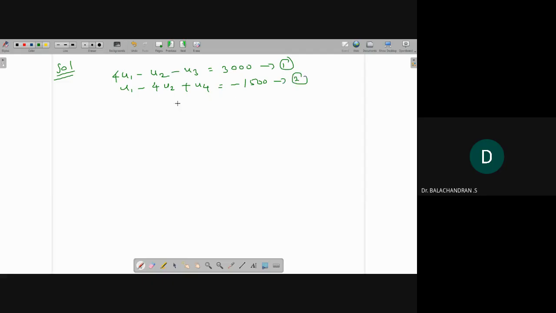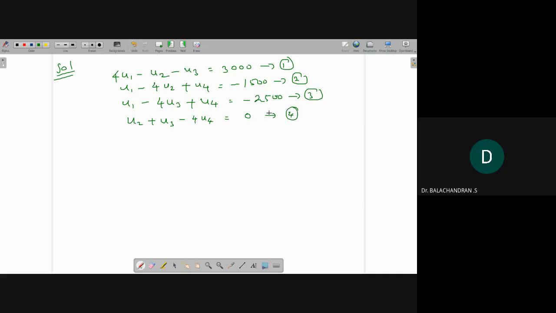Third equation, u1 minus 4u3 plus u4 equal to minus 2500, and then u2 plus u3 minus 4u4 equal to 0.